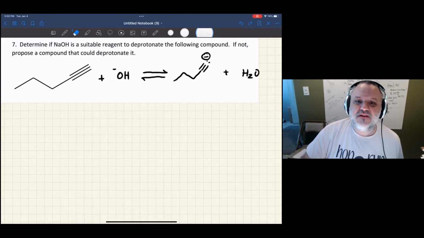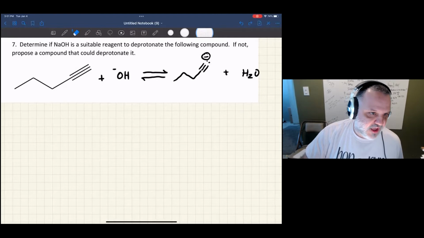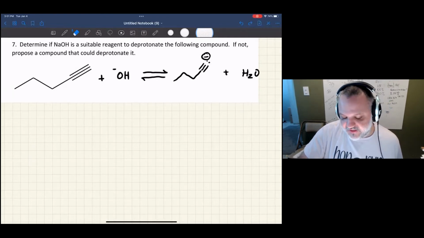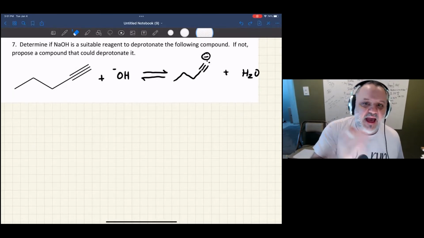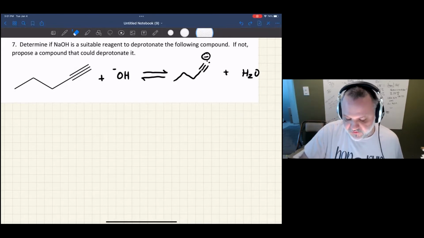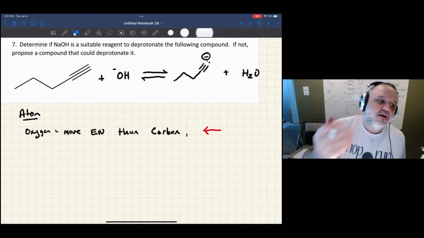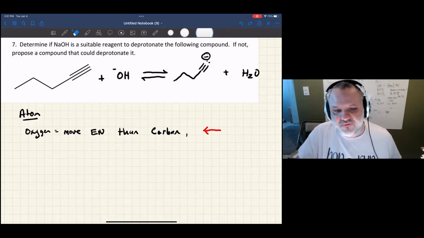Well, the first thing we're going to need to do is write the acid-base reaction down. Hydroxide reacting with the alkyne, removing the proton, making water and an alkanide ion. Okay, so what do I need to consider? I can consider the atom, whether there's any induction, resonance, and the orbital that the negative charge is attached to, to decide about the relative stability of the conjugate bases, which ultimately indicates which acid is stronger.